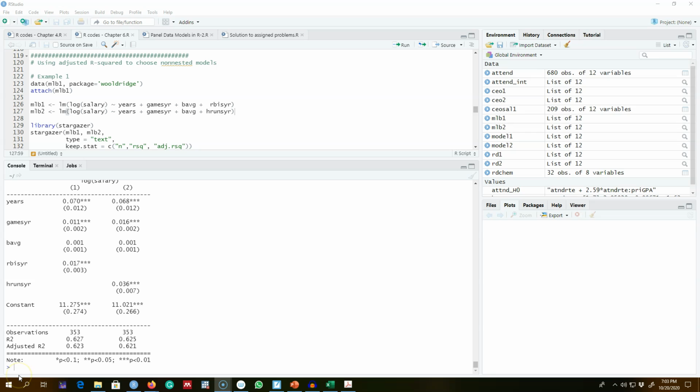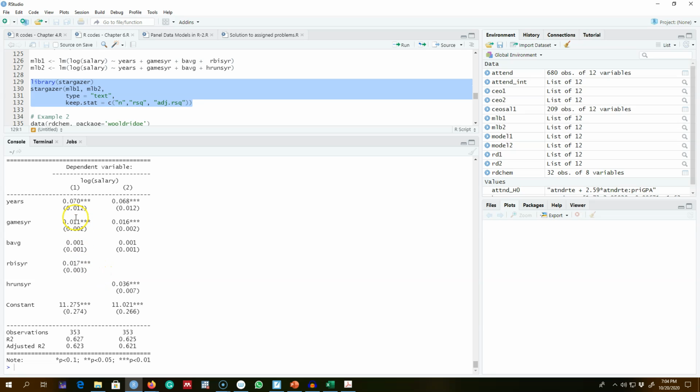Okay, so here are our two models, and these two models are from the MLB dataset, and we are interested in explaining the variation in the log salaries by player performance, and these are some of the variables that we could include in the model. And we want to know which of these two models is a better one, a model with runs batted in per year or a model with home runs per year. So which of these two models gives us the best fit? Okay, so here are our two models.